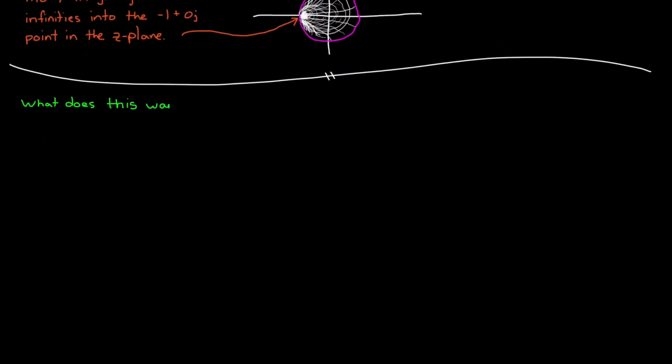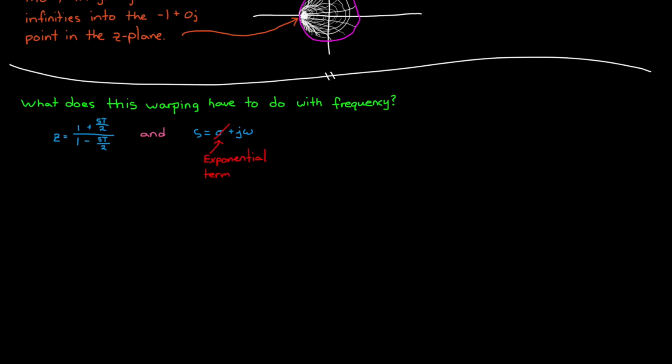Okay, what does this difference in warping have to do with the frequency? Well, let's take the bilinear transform and recognize that s is defined as sigma plus j omega. Sigma is the exponential term which doesn't impact frequency, so we can just look at j omega for frequency information.